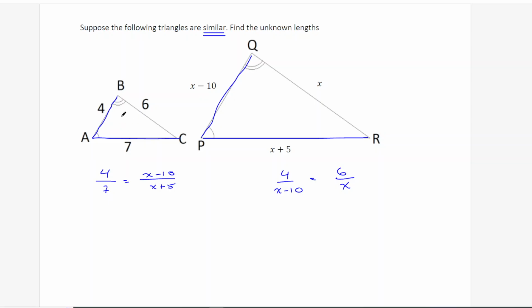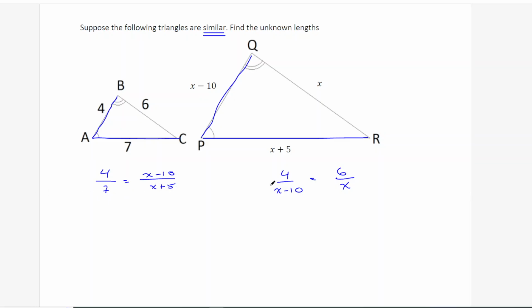The moral of the story is you can keep it within the same fraction, or same triangle, so this triangle is proportional to this triangle: 4 is to 7 as x minus 10 is to x plus 5, or you can go between the two triangles. So 4 is to x minus 10 as 7 is to x plus 5, or what I wrote, 4 is to x minus 10 as 6 is to x. Any proportionality statement that you set up will solve and give you the same answer.